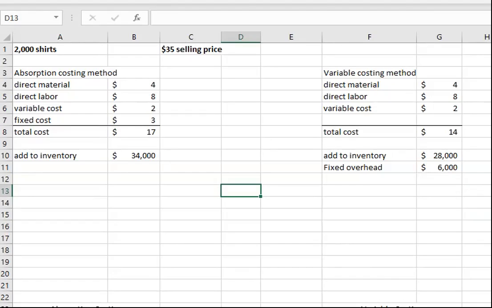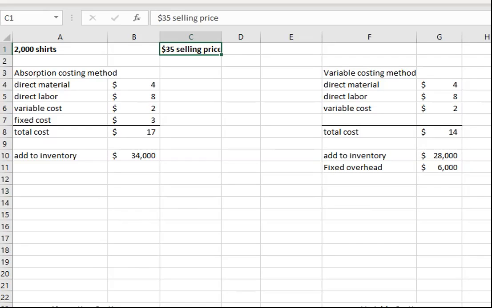There were several questions about the difference between absorption costing and variable costing methods. So I decided I would go through an exercise for you, and hopefully this helps clarify. In this exercise, I'm going to show an example using the sale and production of 2,000 shirts. We're going to sell them at $35 a piece.